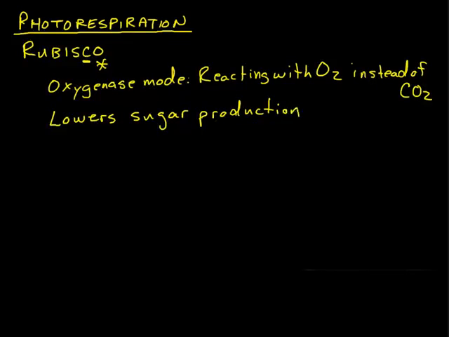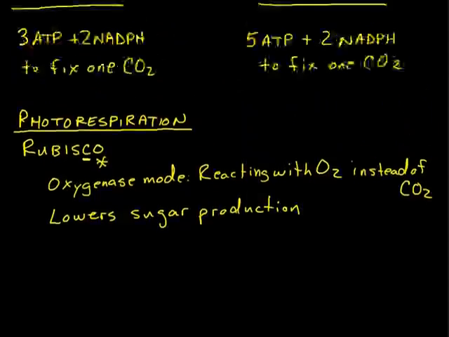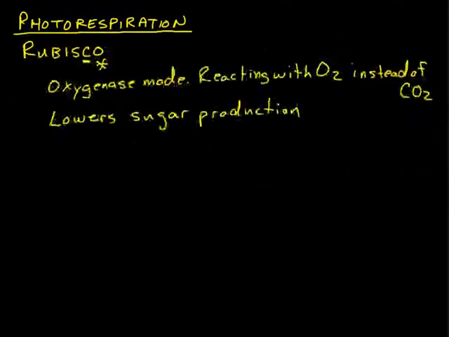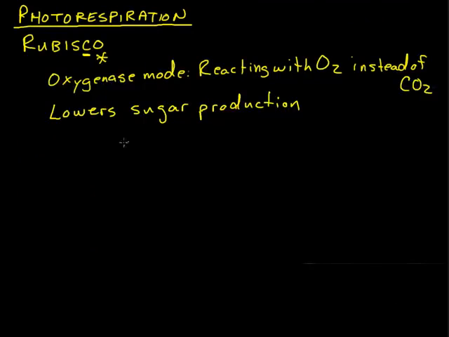In other words, if we look back up here to our energy totals or requirements here, the cost to fix one CO2 molecule becomes much greater. In other words, the cost to make a sugar molecule is going to be more than the normal amount of ATP and NADPH requirement, because some of it is being wasted by this photorespiration process, which does not make sugars. Well, why would it suddenly shift into oxygenase mode instead of staying in carboxylase mode?